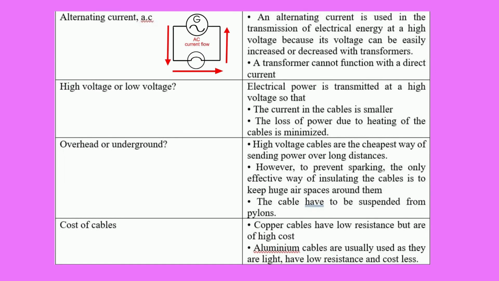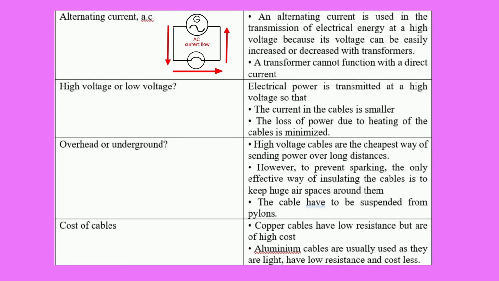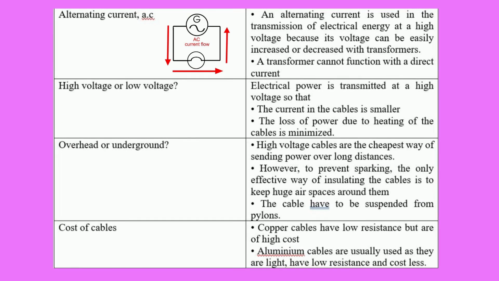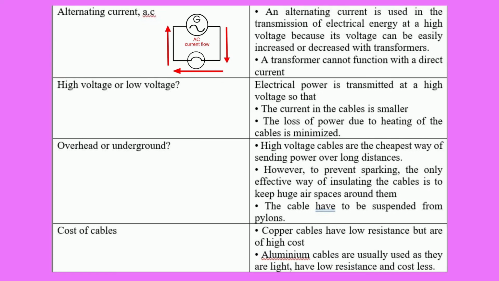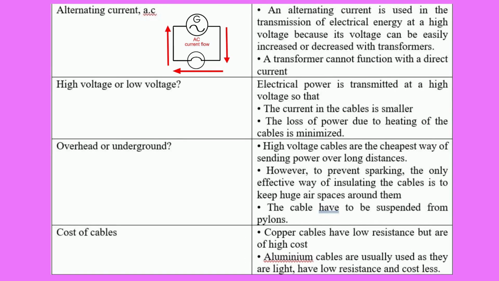Let's have a look at some transmission issues of the national grid network. In this table, we have explanations on using AC current, high voltage, aluminum cables, metal support of pylon, and why the cables are hanging overhead.